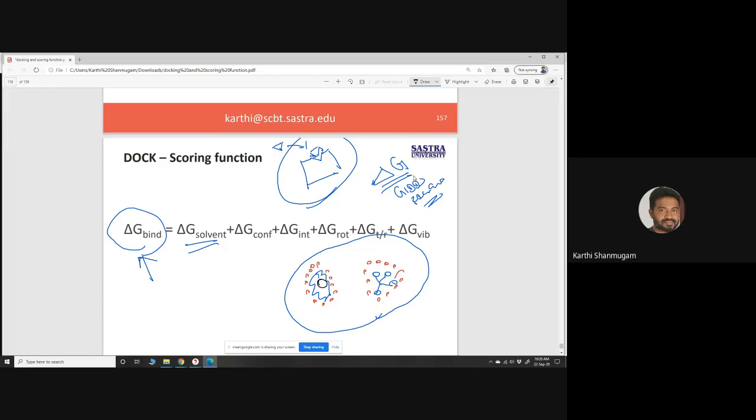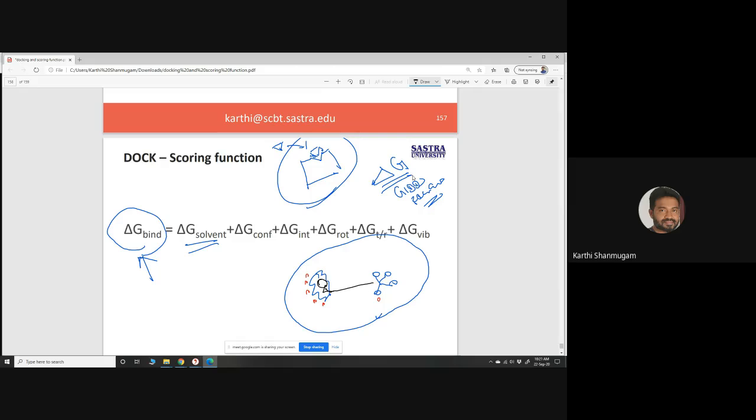Okay, what should I do? Should I remove this water molecule first or not? Yes, sir. Okay, first I have to remove this water molecule which surrounds this protein, as well as the water molecule that surrounds this ligand molecule. Then I can bring this ligand molecule closer to the protein. Am I right? I can fit this ligand molecule inside the binding site. So is it possible to fit without removing that water molecule? No, sir. No, right?